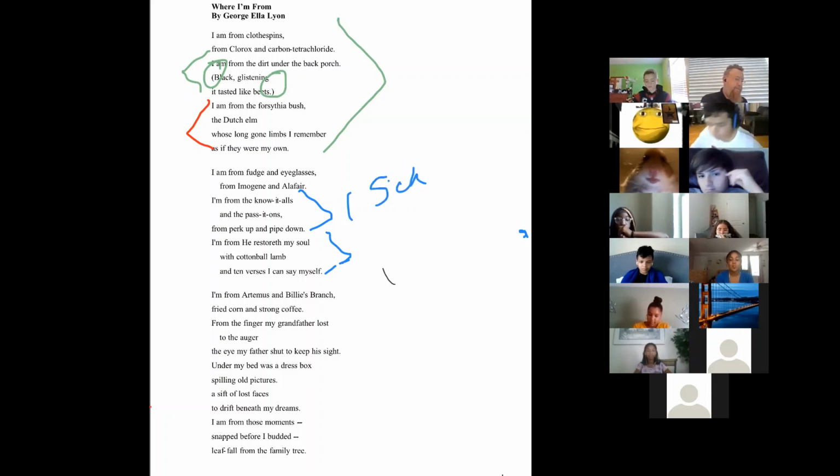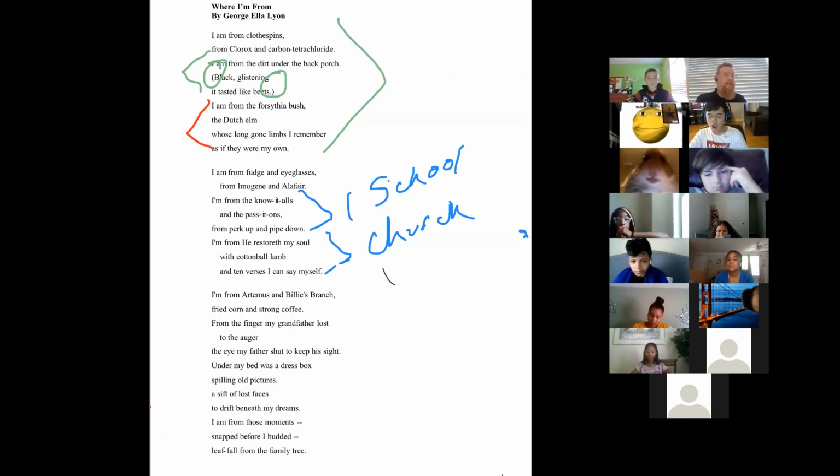So we have school here, and we have church here. All right. "The finger my grandfather lost to the auger." So it seems like he's had a finger cut off. Doesn't seem to be something that would happen to teachers. I don't usually lose a finger to the auger.